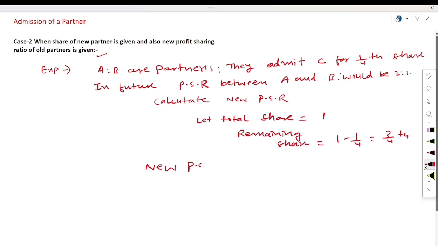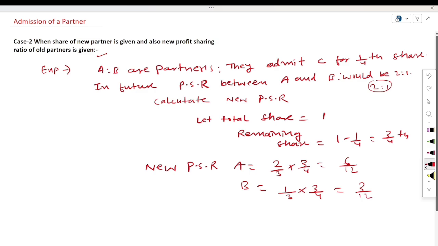New profit sharing ratio of A is 2 by 3, because their future profit sharing ratio is 2 ratio 1. 2 ratio 1 in the sense 2 by 3. They will take 2 by 3 of the remaining share, 2 by 3 of 3 by 4, which is 6 upon 12. And B will take 1 by 3 of the remaining share 3 by 4, which is 3 by 12. And C's share is 1 by 4. We have to equal the denominator, multiply by 3, 3 upon 12. 6 ratio 3 ratio 3 would be the new profit sharing ratio.